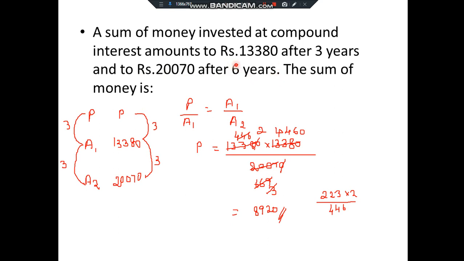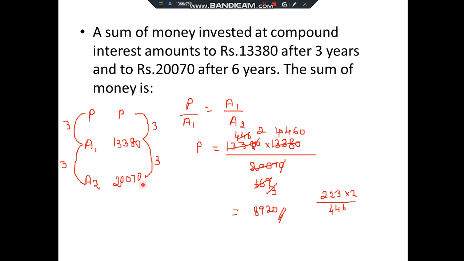In which 3 years already this amount is 13,380. So for the remaining 3 years it is 20,070. This is how you will have to split. Simply don't write it as 3 years above and 6 years down. The same gap difference of 3 years only. This is how you will have to understand the concept, because after 6 years means a total of 6 years, 3 years the amount is 13,380 and after which 3 years it is 20,070.